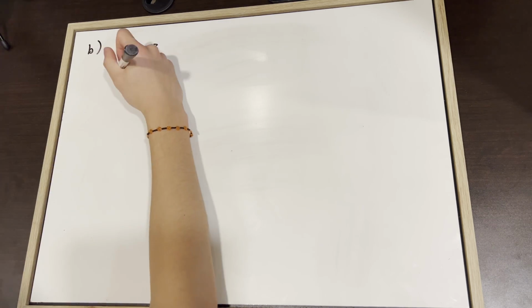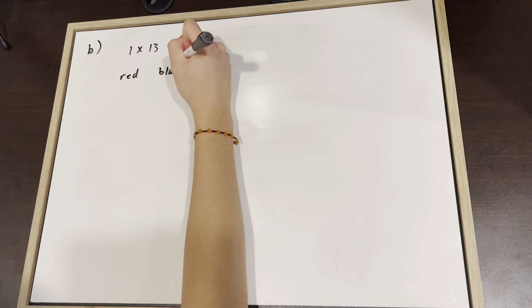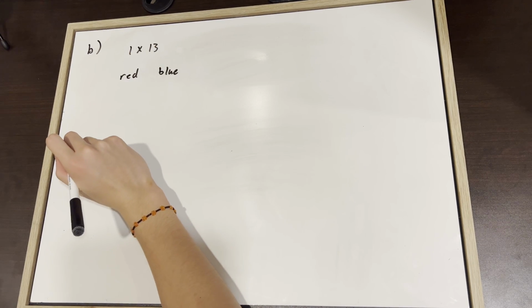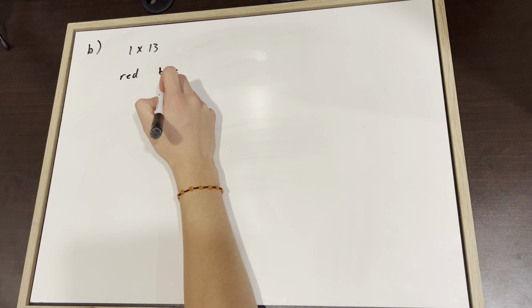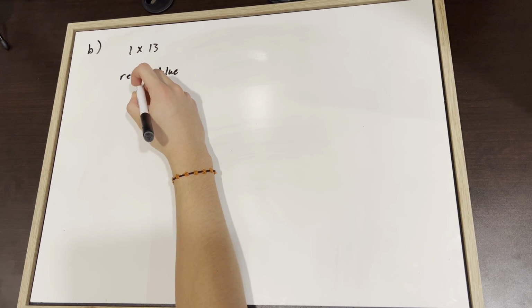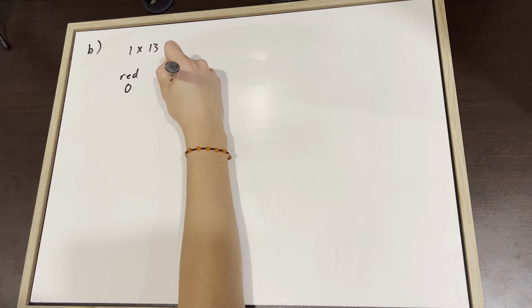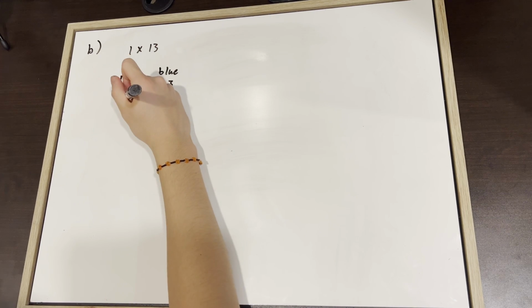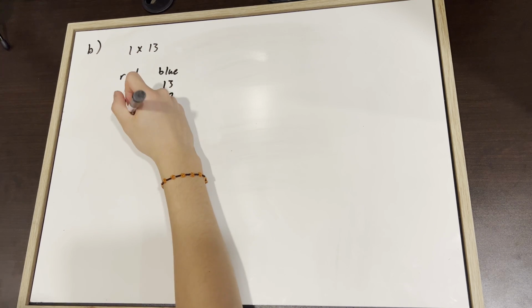We can write a chart with red on the left and blue on the right. For each possible grid, the number of red cells and the number of blue cells have to add up to 13. So we can just try out all the different possibilities. The first possibility, we can have 0 red cells and 13 blue cells. Or we can have 1 red cell, 12 blue cells, and it just keeps going.